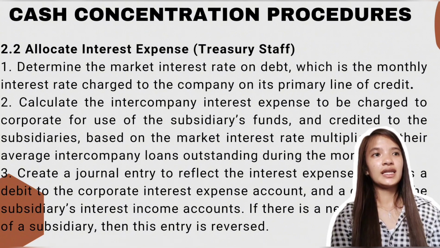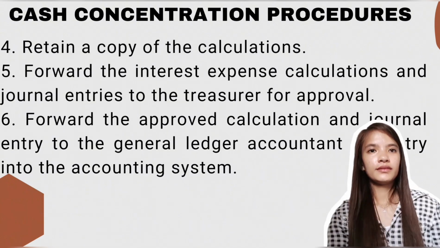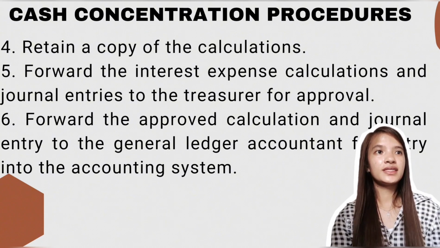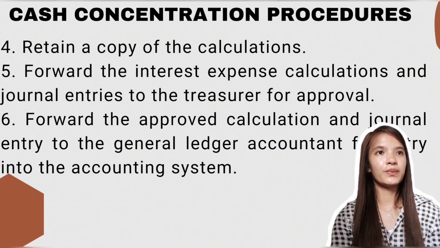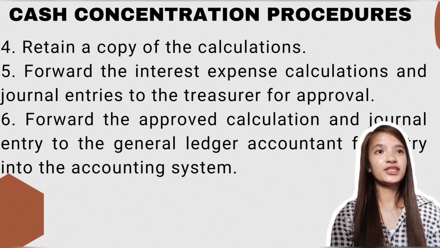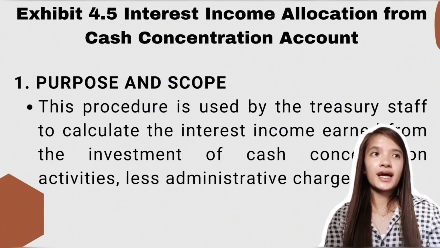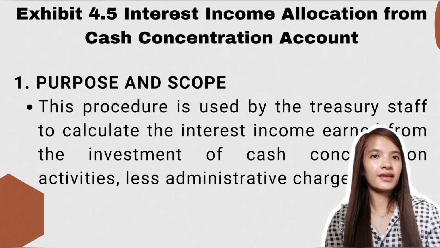If there is a net flow of cash to a subsidiary, then this entry is reversed. Number 4, retain a copy of the calculations. Number 5, forward the interest expense calculations and journal entries to the treasurer for approval. And lastly, number 6, forward the approved calculation and journal entry to the general ledger accountant for entry into the accounting system.